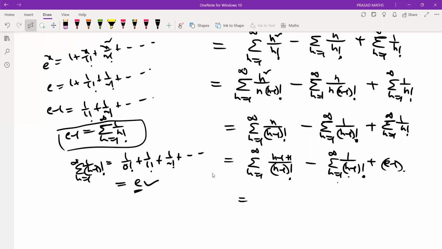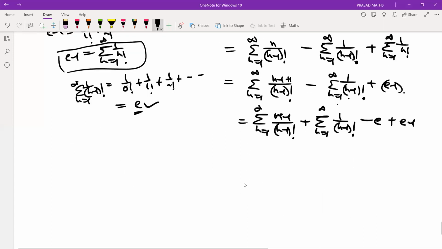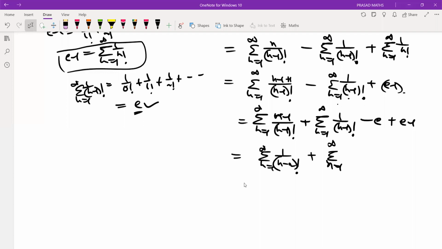So therefore, you can write it as summation n equals 1 to infinity (n minus 1) by (n minus 1) factorial plus summation n equals 1 to infinity 1 by (n minus 1) factorial. This is exactly e plus e minus 1, right? But what is the first one? This is summation n equals 1 to infinity 1 by (n minus 2) factorial, since n minus 1 cancels. This is exactly e. Again, same technique: e minus e plus e minus 1.